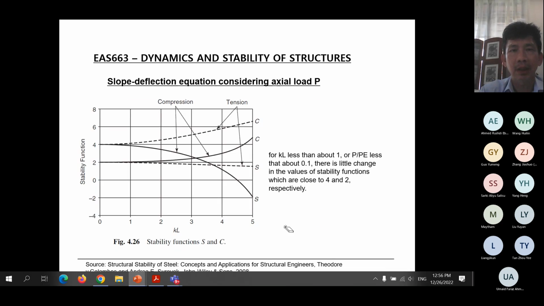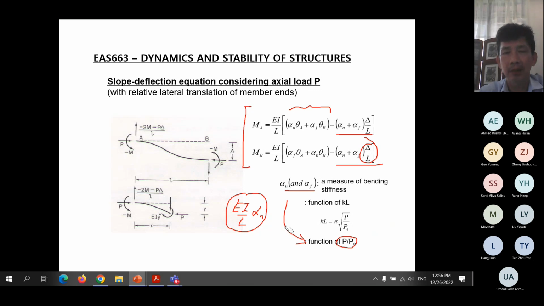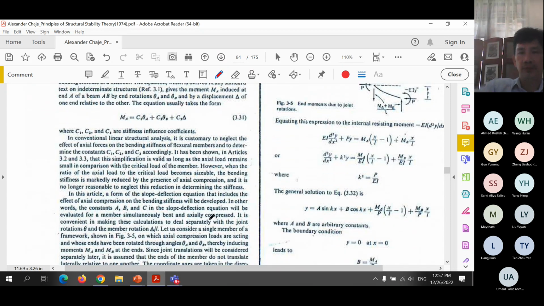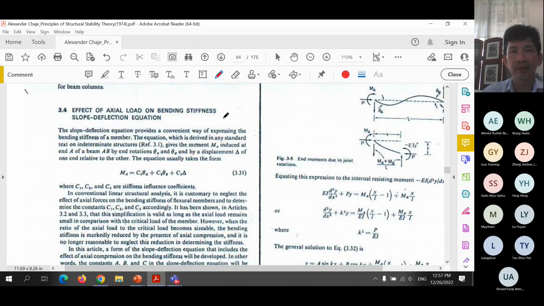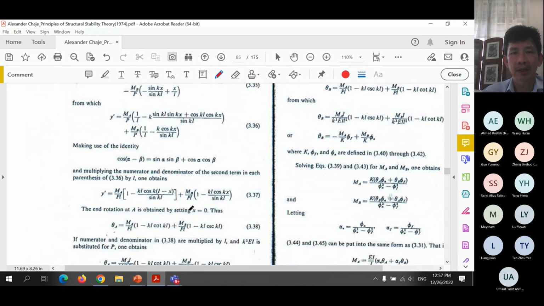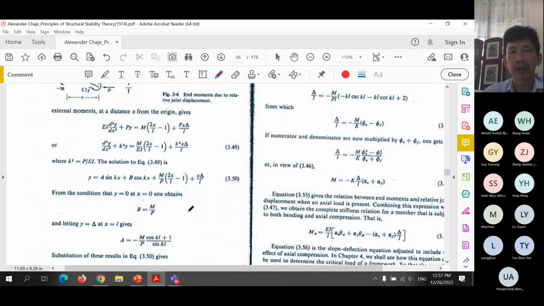Okay class, I will stop here, and when I meet you again on Thursday, we will go through very briefly the derivation of these slope deflection equations, considering the effect of axial load, which is section 3.4, a bit of the derivations, and then we go to the applications.